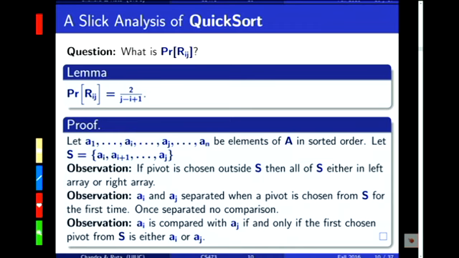If I pick a pivot from S, then A_i and A_j are going to be separated. This is the first time I am picking a pivot from this set S during my algorithm. So far I have been picking pivots from outside S, and I was pushing the question into the subproblems. Now A_i and A_j may be compared, but once they are compared, they will never be compared again. They will be compared if and only if the pivot that I picked from S is either A_i or A_j. For any other choice, I'm not going to compare them.